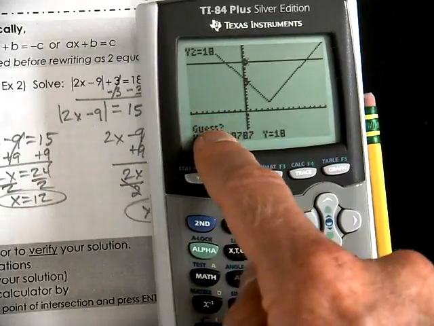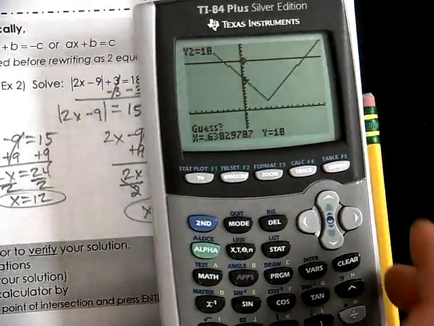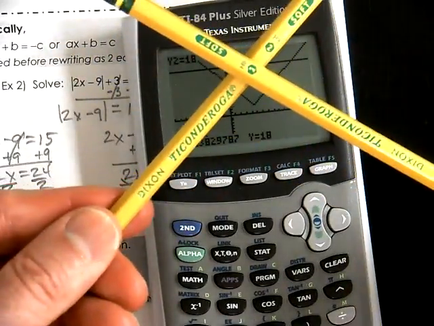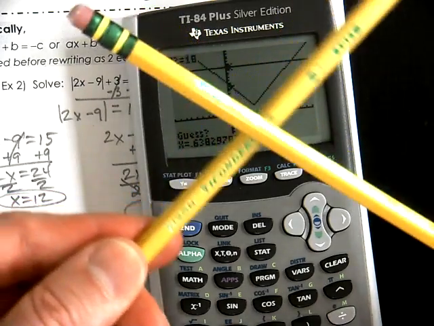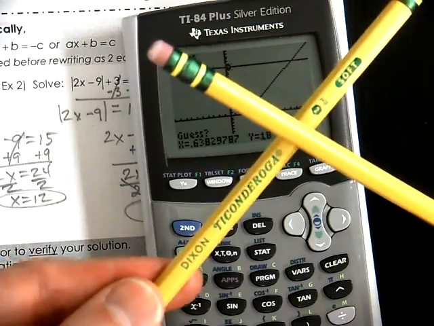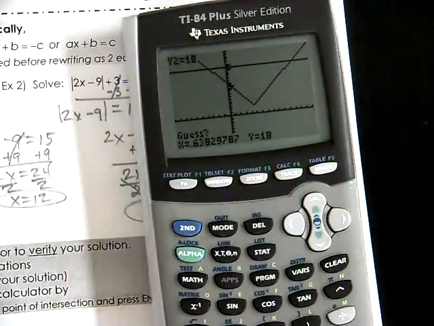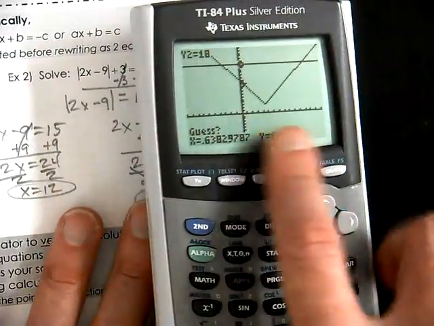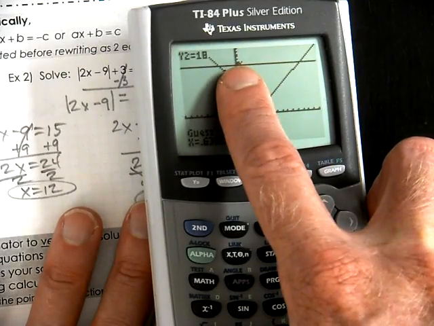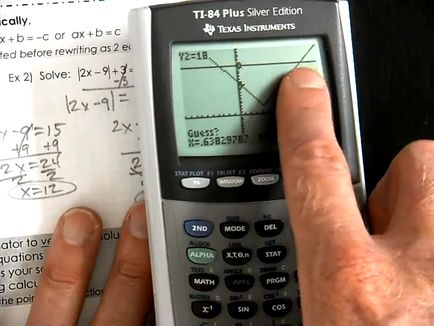Now it uses the word guess. Sometimes guess is not overly important. If you have 2 linear lines that only cross once, it's not important where you're guessing. You're close to the answer. Even if you're not close, there's only one answer, so you're kind of close to it. But here, there are 2 answers. So you need to get your cursor closer to the answer that you want. So let's say we want this answer.